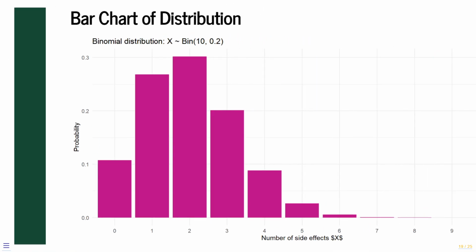A bar chart of the binomial distribution shows that most probability mass is centered near 2 side effects, which matches the expected value. The shape of the distribution helps visualize how likely different counts are. This graphical view complements the formula and reinforces intuition about where outcomes are concentrated.